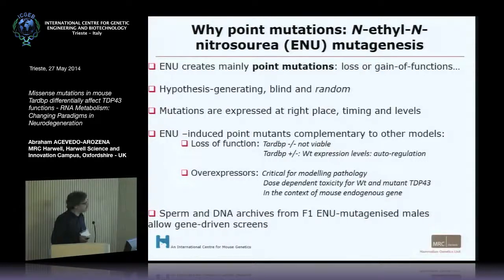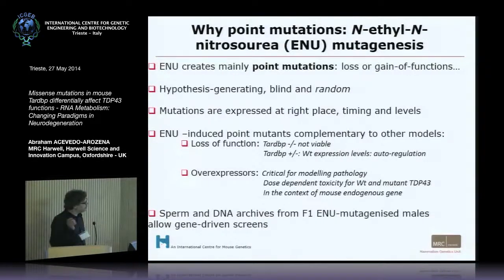Particularly for TDP43 and FUS proteinopathies, I think point mutations are critical. And why is because they first allow to potentially disentangle loss of function phenotypes that perhaps transgenics are more challenging, but also because FUS and TDP43 particularly seem to be dose dependent. So toxicity, either wild type or mutant TDP43 overexpression seems to be toxic.